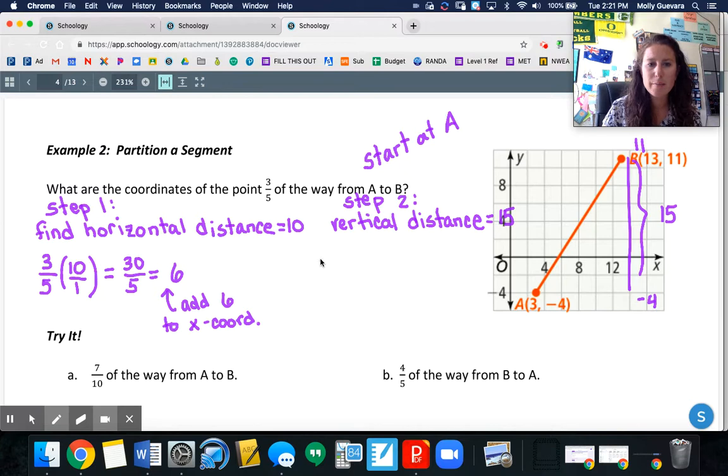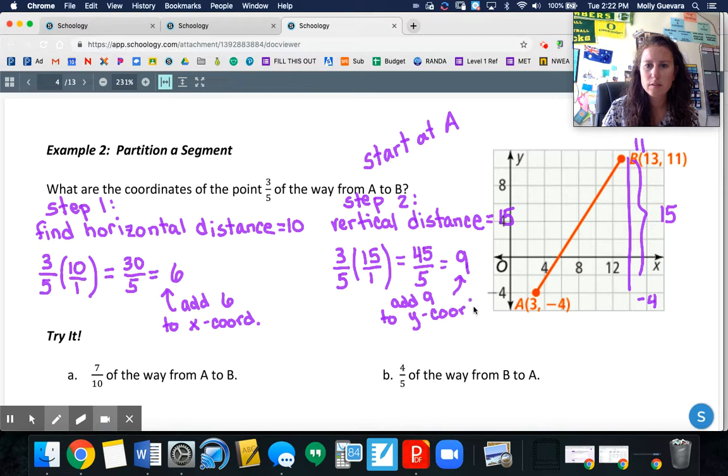So then I'm going to do the same thing. I'm going to take my fraction, which in this problem is 3/5, and I'm going to multiply it by 15. And I want that to be a fraction, so again, I'm going to put it over 1. And we can multiply straight across. 3 times 15 is 45. 5 times 1 is 5. And 45 divided by 5 is 9. So this tells me I'm going to add 9 to the y coordinate. Okay, so I'm going to add 9 to the y coordinate.